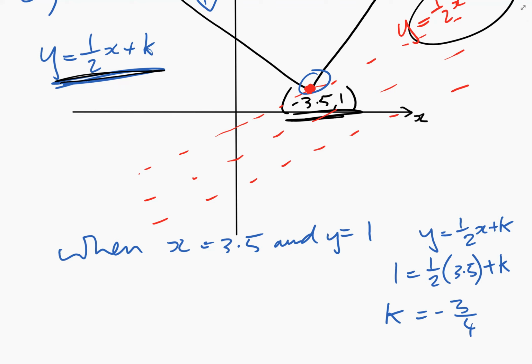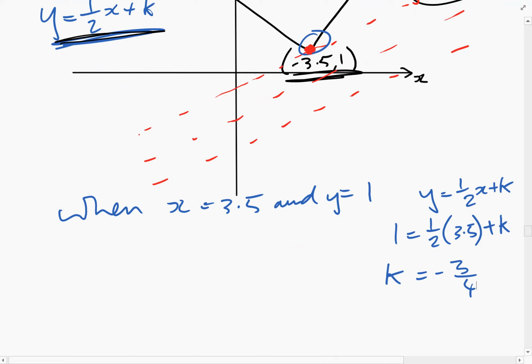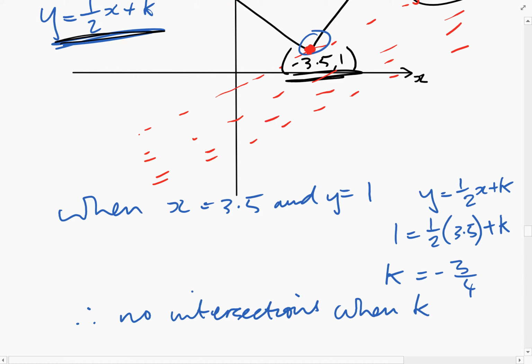So if we don't want any intersections at all, that value of k would give us one intersection. If we don't want any intersections, so no intersections, we would need to have k to be less than that, and then you would end up with a line like one of these below the minimum point. So there'll be no intersections when k is less than minus 3/4.